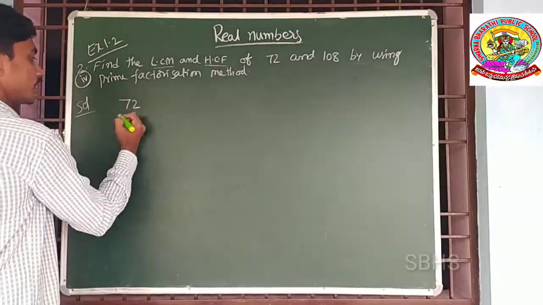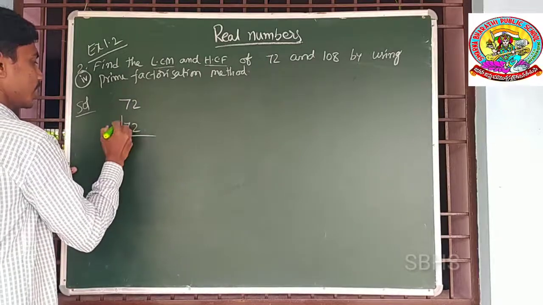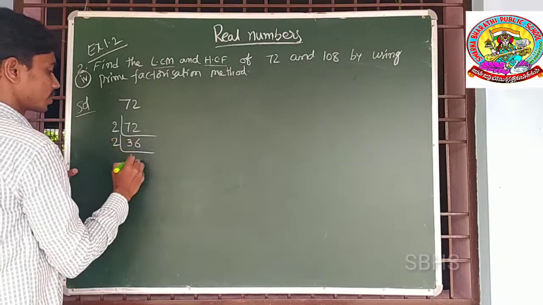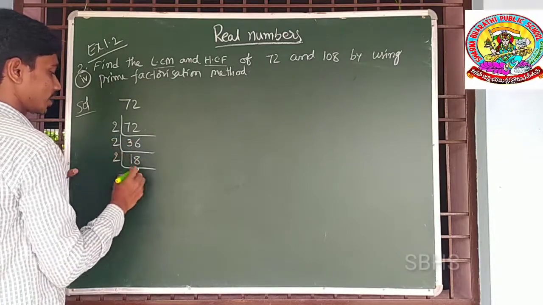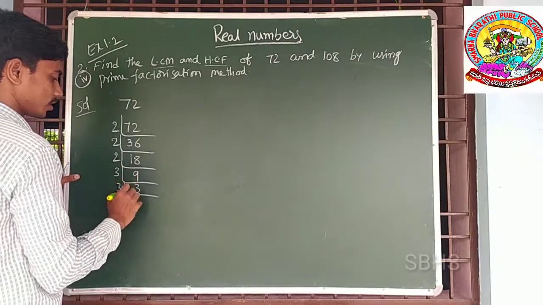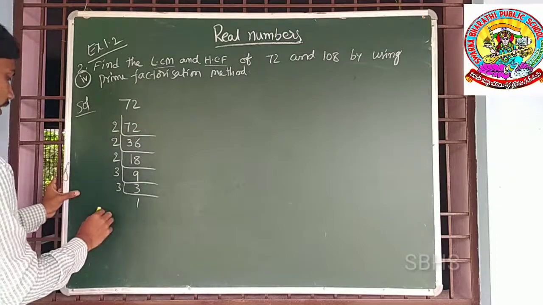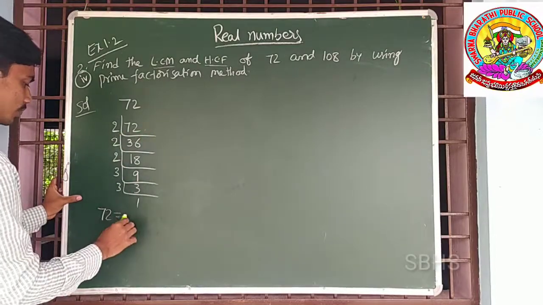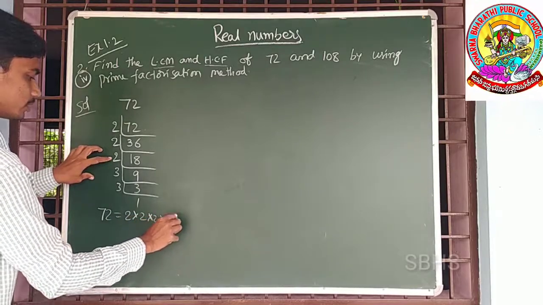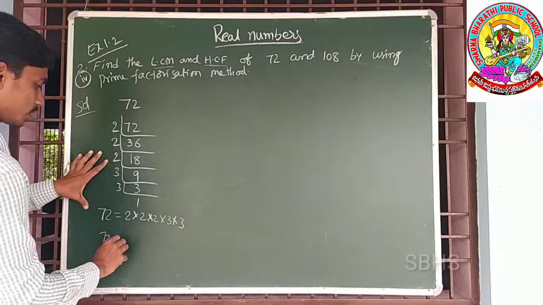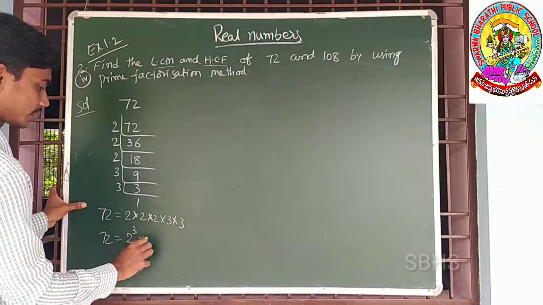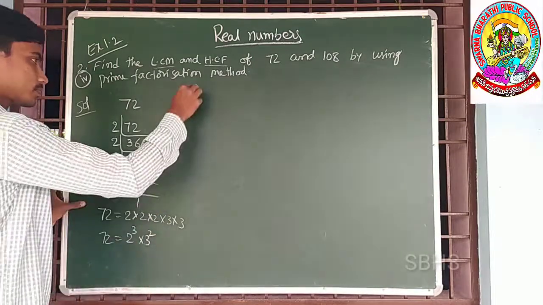72. How to find the prime factorization of 72? In the 2 table it divides, giving 36. Again in the 2 table, giving 18. Again in the 2 table, giving 9. Again in the 3 table, giving 3. Again in the 3 table, giving 1. So the prime factorization is 2 into 2 into 2 into 3 into 3, which means 72 is expressed in the form of 2 repeated 3 times and 3 repeated 2 times.